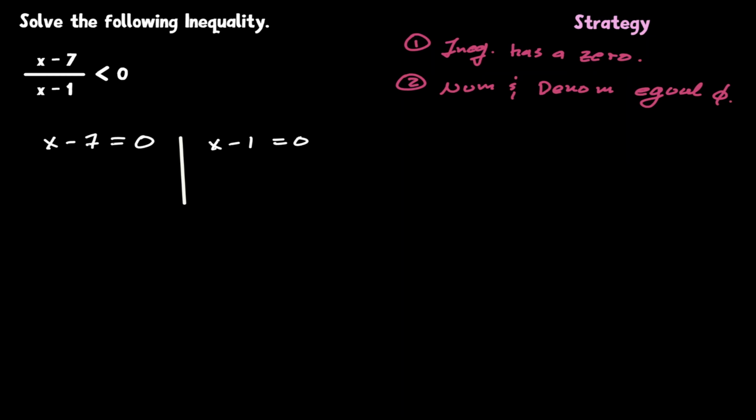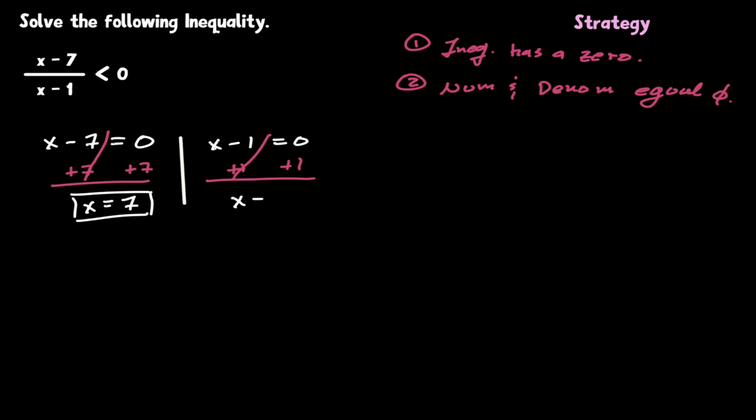And then we're going to solve individually. So on my numerator, let's add 7 to it. And now we got a value of x equals 7. And on the denominator, let's add a 1 to it. And that's going to give me a value of 1. These are not the solutions of this inequality, but we're going to use these values to identify the solutions. Because now we're going to create a number line using the values that we got when we set the numerator and denominator equal to 0.